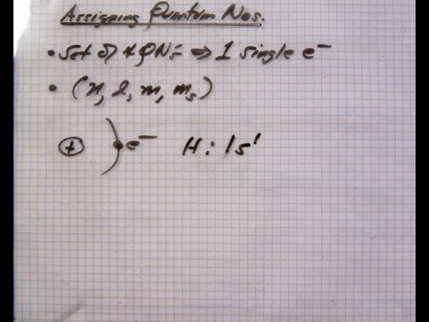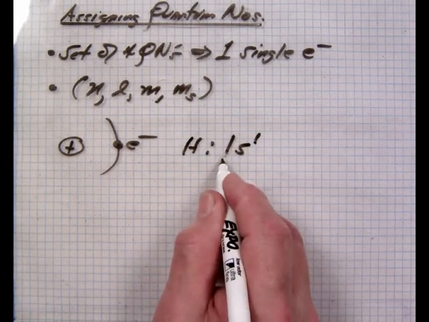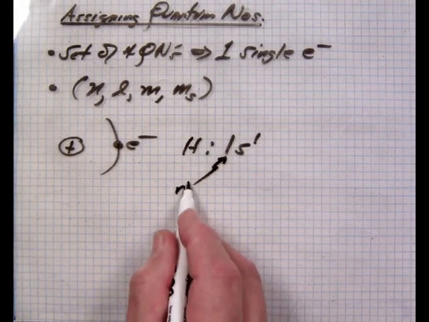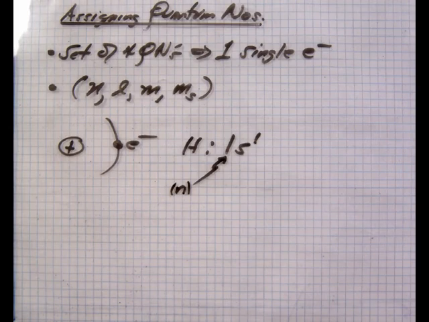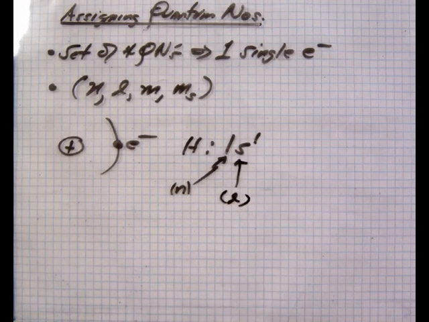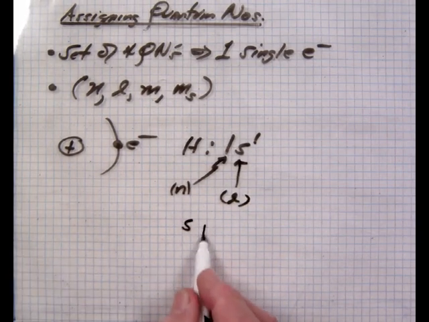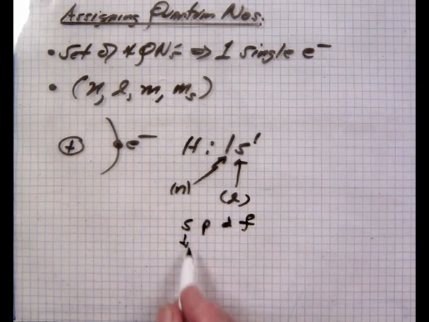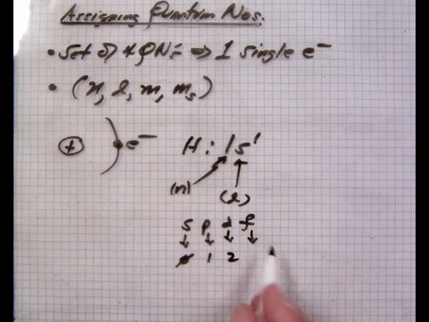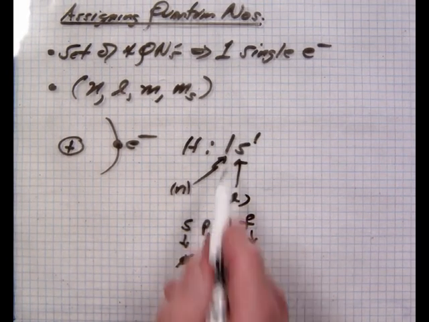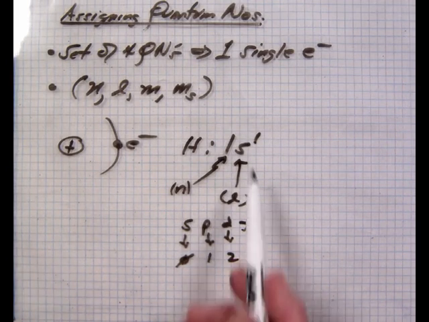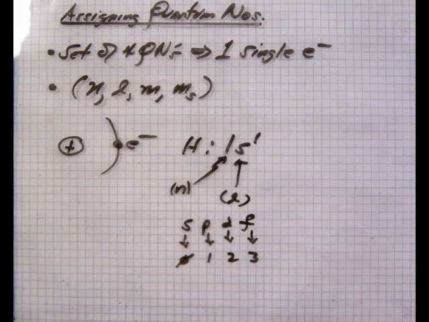This number right there is the N number, the one out front. This one is the L number, believe it or not. S, P, D, and F. S corresponds to a 0, P corresponds to 1, D corresponds to 2, and F corresponds to a 3. If it's a P orbital, I would use a 1. That would be the L quantum number if it was a P. Since it's an S, I'm going to use 0.